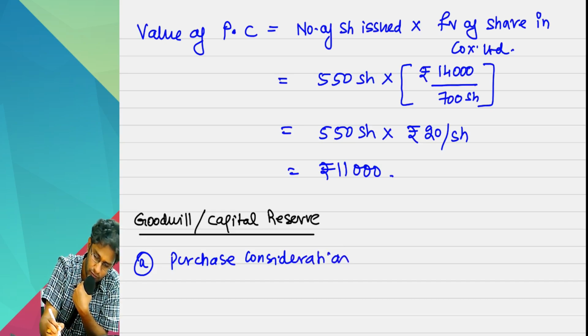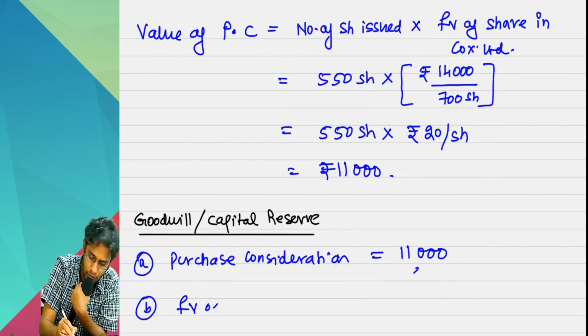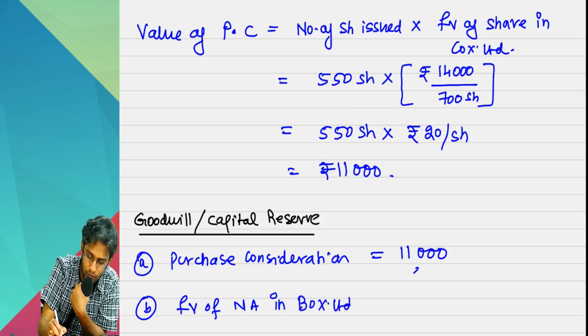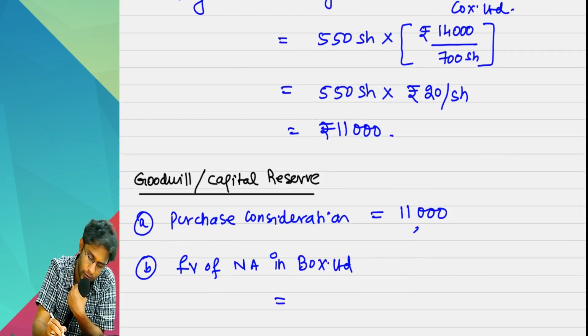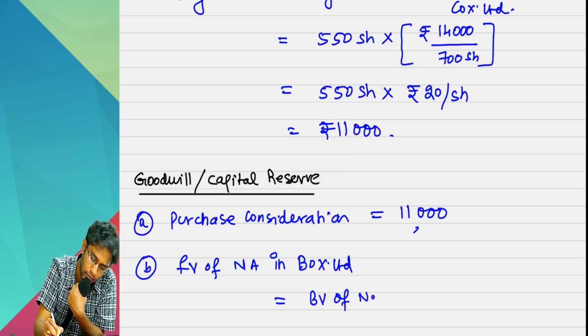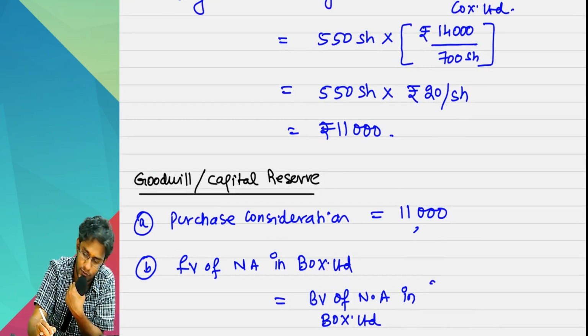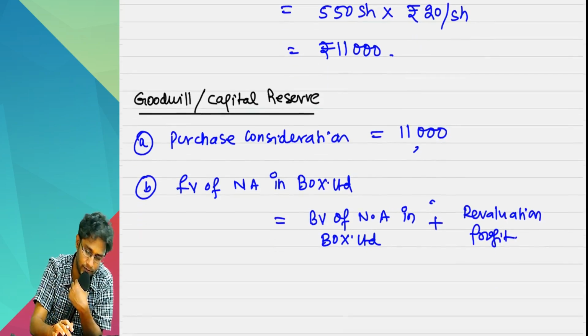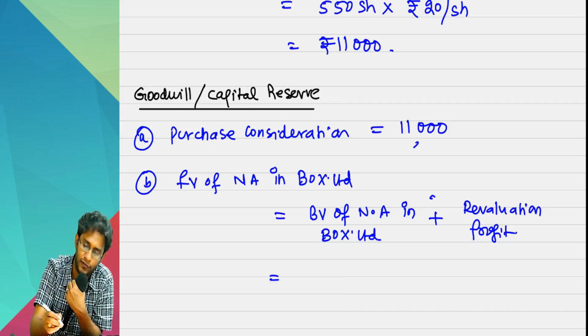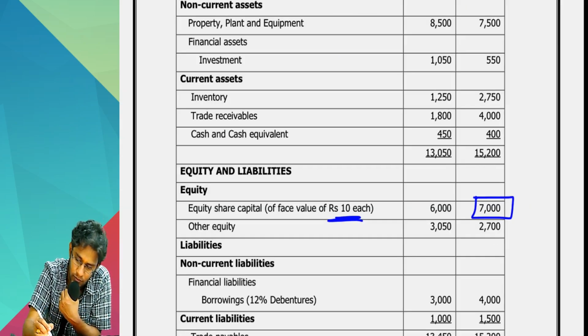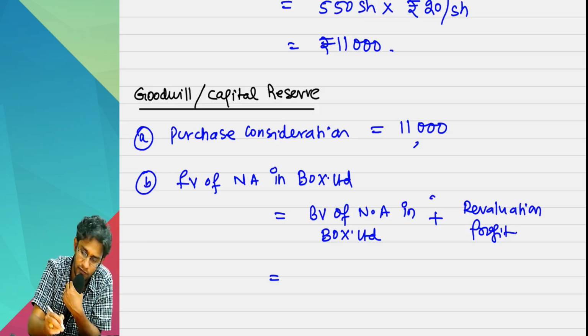Purchase consideration, with a lot of difficulty, worked out: 11,000. B. Fair value of net assets in Box Limited. Sir, how will you know this? This is the book value of net assets in Box Limited: the share capital plus other equity, add them, sir. To that add any revaluation profit. They gave you some revalued numbers, add that. Book value of net assets in Box, these two: 6,000 and 3,050.